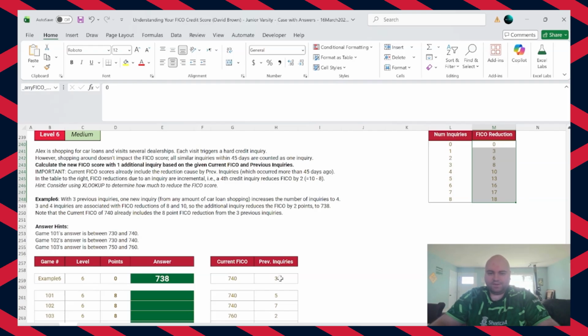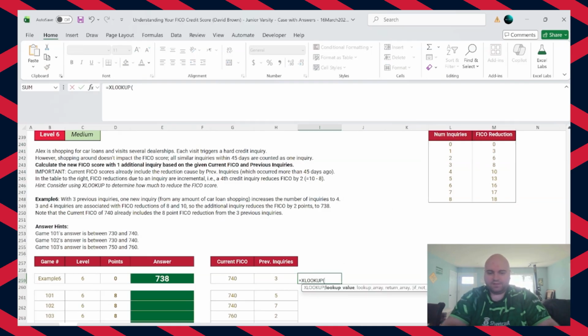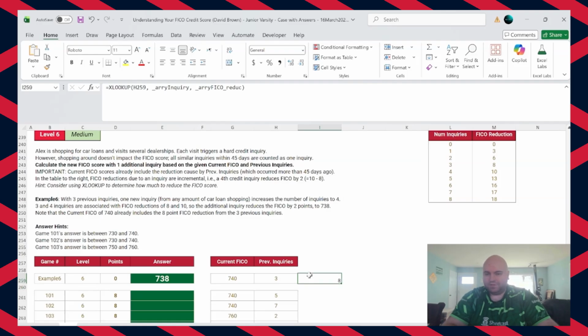All right, so now we need to figure out how we can determine not only what the next FICO reduction will be, we also need to know what the previous one was as well. So there's two different ways we can approach this. I like the way that I'll demonstrate because it actually will allow for more flexible uses in the future. So first, let's just figure out what the FICO reduction is for 3. So XLOOKUP, this is the value. Our array is inquiry. Our return array is FICO reduction. And we get 8 there, which we know is the case.